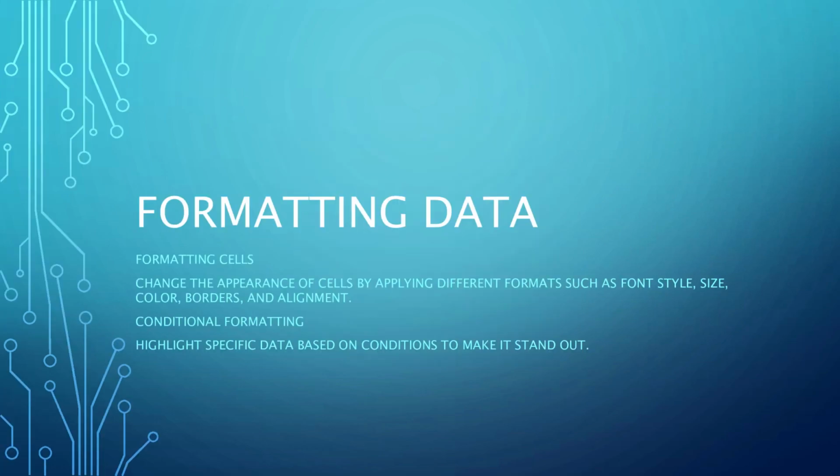Formatting data helps make your spreadsheet more visually appealing and easier to understand. You can change the appearance of cells by applying different formats such as font style, size, color, borders, and alignment. Conditional formatting allows you to highlight specific data based on conditions.